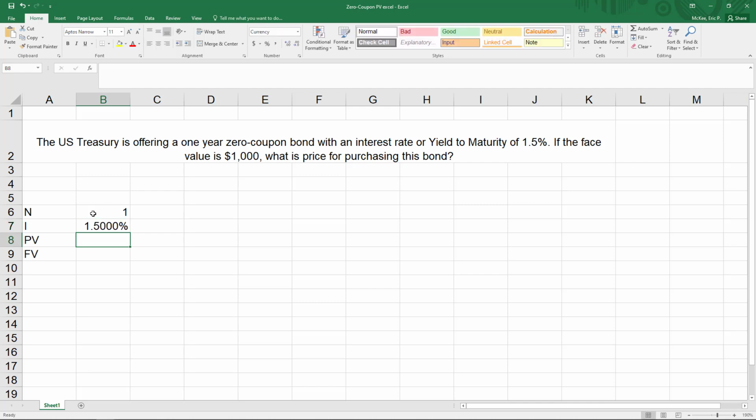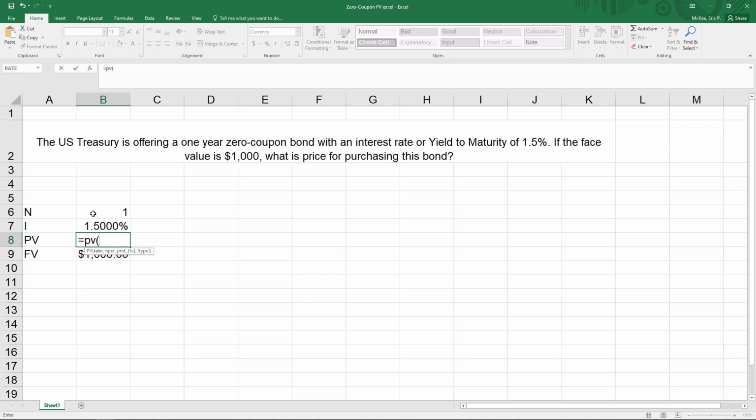The present value, that's equivalent to our price, so we leave that alone. And future value is the amount the bond pays at maturity, also called face value. Like almost all bonds, this is going to be 1,000. Now we go to our B8, next to present value, and type equals PV.